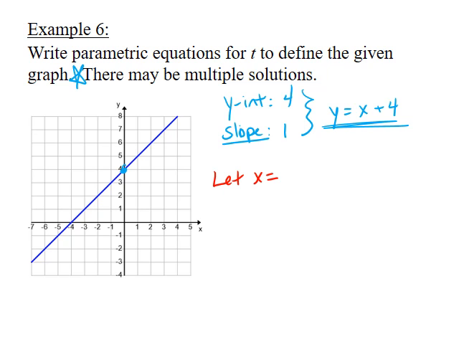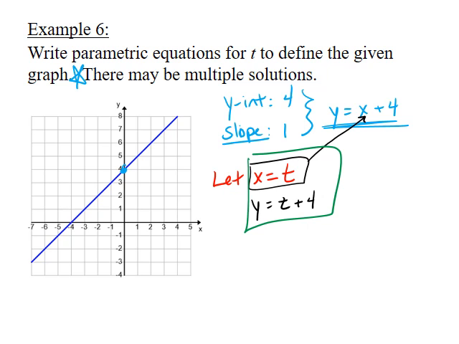It can be anything. In fact, it can be something as simple as x equals t. If x is equal to t, then plug this in here to find y. So y is equal to t plus 4. And that is really all there is to it, because now you have your parametric equations: x equals t and y equals t plus 4. Maybe you wanted to get a little fancier, and so this is one possibility.